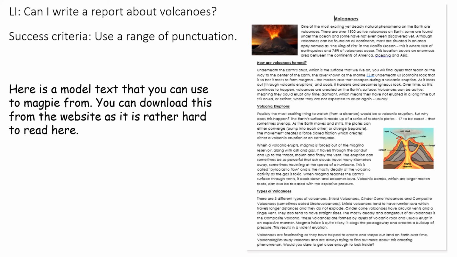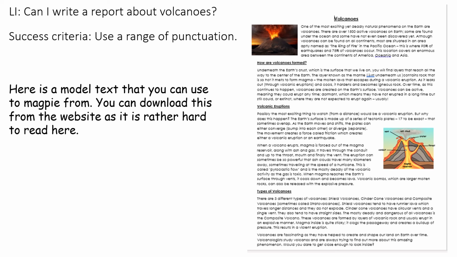This is where 90% of earthquakes and 75% of volcanoes occur. This location covers an enormous area between the continents of America, Oceania, and Asia. How are volcanoes formed? Underneath the Earth's crust, which is the surface that we live on, you will find layers that reach all the way to the center of the Earth. The layer known as the mantle, just underneath us, contains rock that is so hot it melts to form magma, the molten lava that escapes during a volcanic eruption.